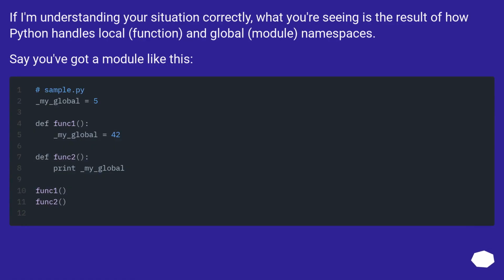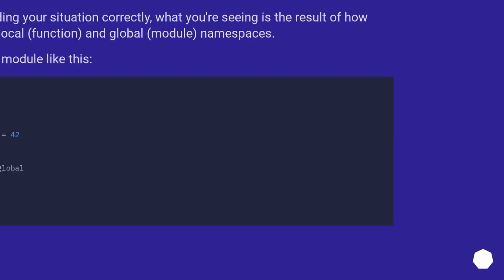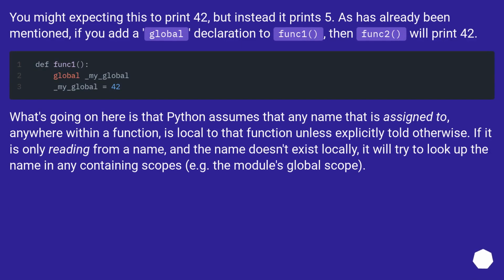If I'm understanding your situation correctly, what you're seeing is the result of how Python handles local (function) and global (module) namespaces. Say you've got a module like this. You might expect this to print 42, but instead it prints 5. As has already been mentioned, if you add a global declaration to func1, then func2 will print 42.